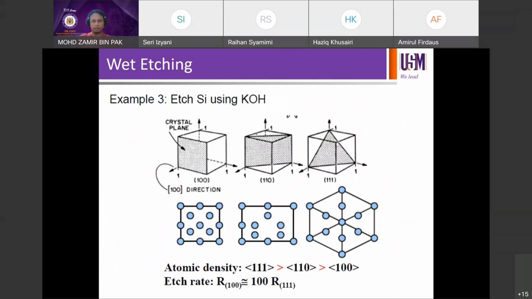So etching silicon using KOH, just like what we discussed on the previous page. So the etch rate of the 100 is way higher. In this case, about 100 times higher than 111. So the more you etch, then you're going to get this. You're going to get this plane. You're going to get that plane. Okay. If you get a pyramid like that, this is what you get after KOH etch.